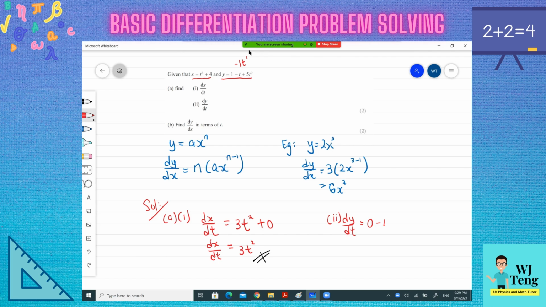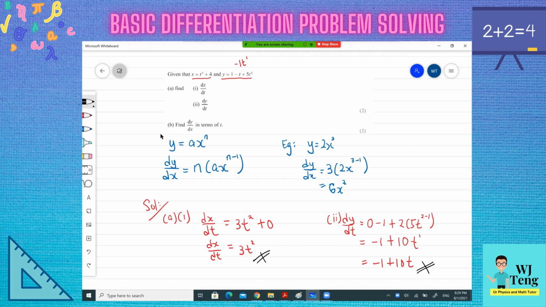The next term of it is 5t squared. So we bring down the power of 2, multiply with 5t. The original power of 2 is now reduced by 1. So we'll have negative 1 plus 2 times 5, which gives you 10, t to the power of 1. Or you can just write it as negative 1 plus 10t. That's how we solve some basic differentiation questions.